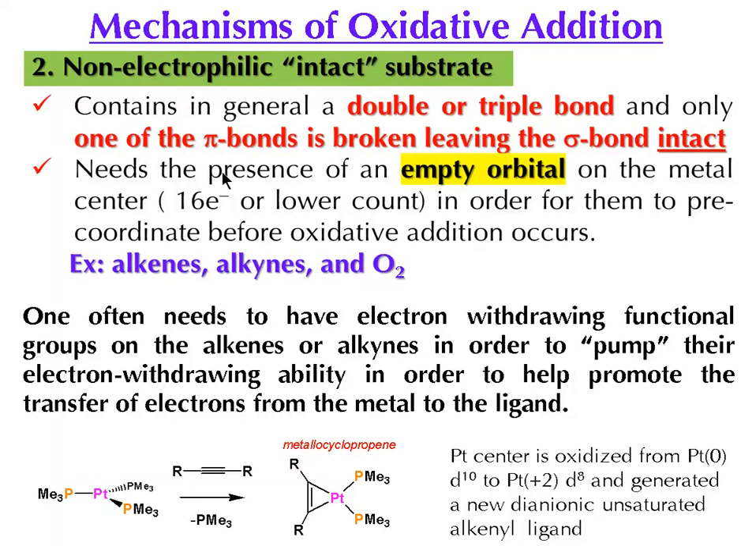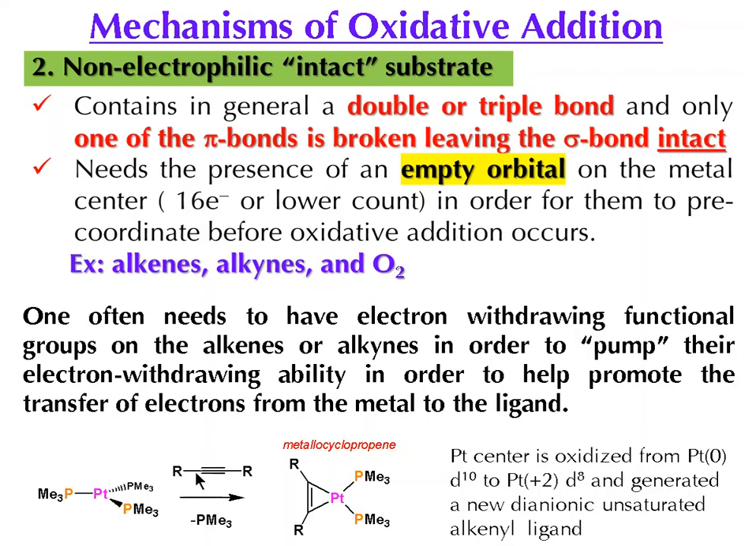The second type of substrate in the oxidative addition is the non-electrophilic intact. This is a molecule that contains in general a double or triple bond, and only one of the pi bonds is broken, leaving the sigma bond intact. For this reason, it's called non-electrophilic intact. The condition for this type of oxidative addition is the presence of an empty orbital on the metal to receive the added ligand. Examples of this type of substrate are alkenes, alkynes, and oxygen.